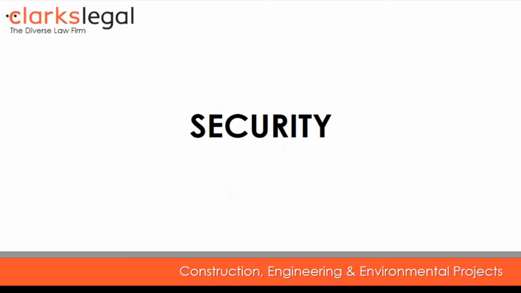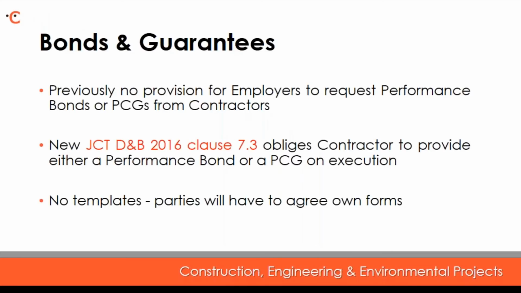That broadly covers what we've seen in the insurance provisions, so we will now move on to changes in the security provisions, starting with bonds and guarantees. So in 2011, there wasn't actually any express provision for employers to request performance bonds or parent company guarantees from contractors. What we're now seeing in 2016, and specifically at clause 7.3, is an obligation on contractors to provide either a bond or a guarantee upon execution of the contract.